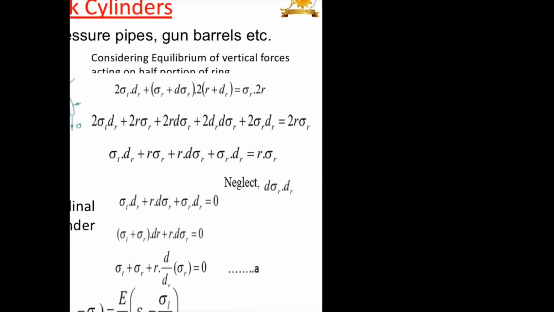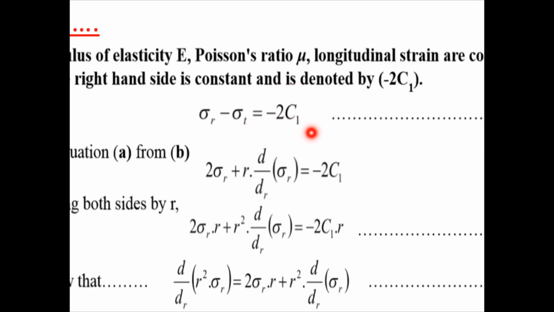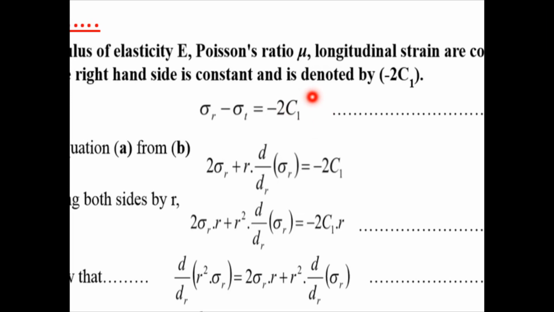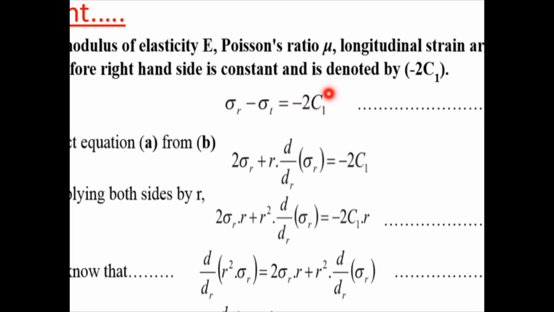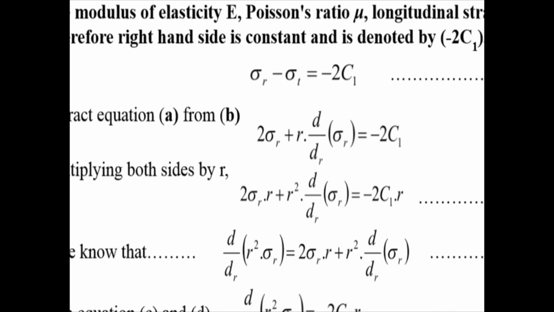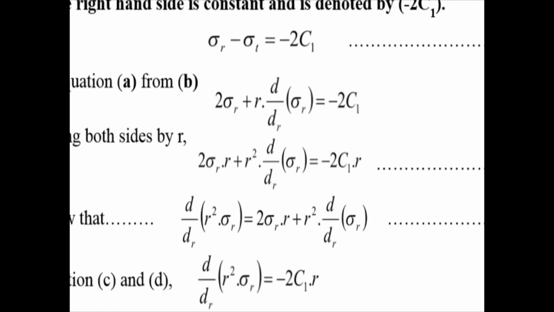So sigma R minus sigma T is equal to this constant term. We have assumed here that this constant is equal to minus 2c1, to make the derivation simple. Minus 2c1 is a constant. Now subtract equation A from equation B. So what you will get? You will get this term. Again multiplying both sides by R, you will get this expression, that is expression C.